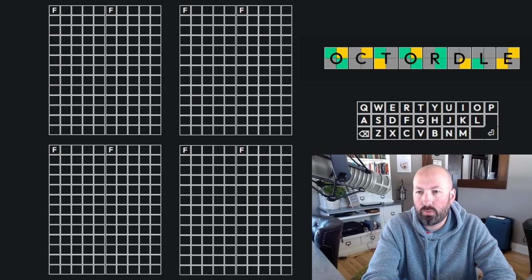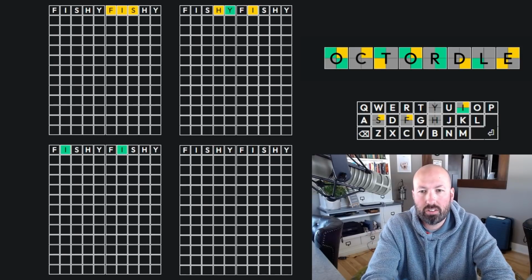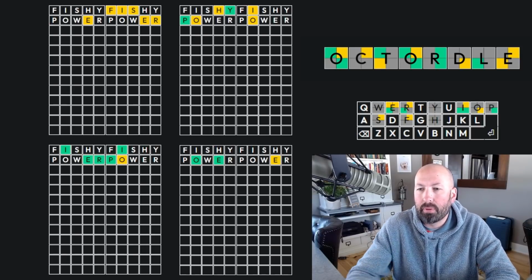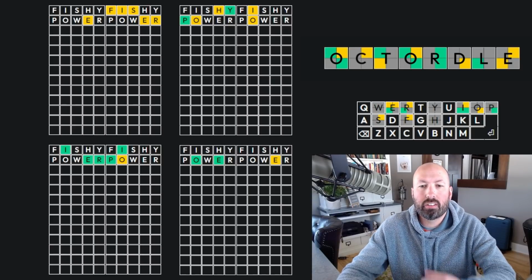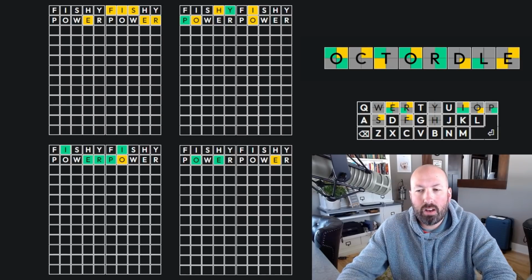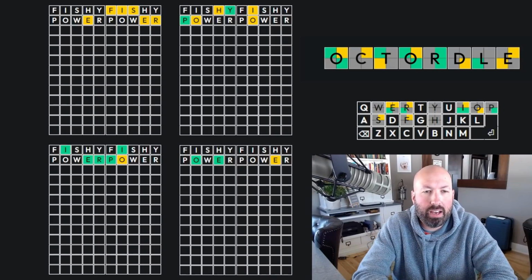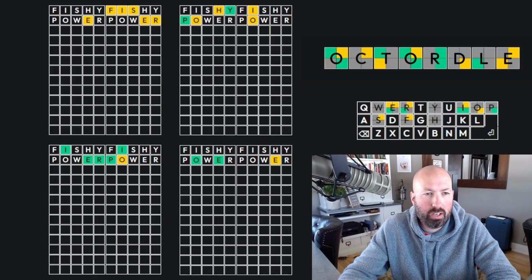So I'm going to do fishy to start and then power, because I think the F and the H and the P and W is not too bad. Some of these are good to get in there. Now, I've got a couple of options for my third word. I'm going to look at what we have first. So we don't have a lot.